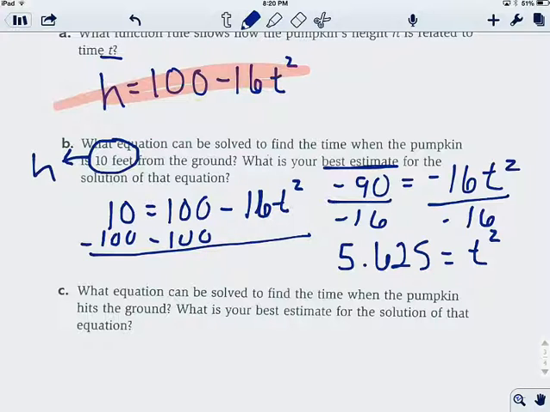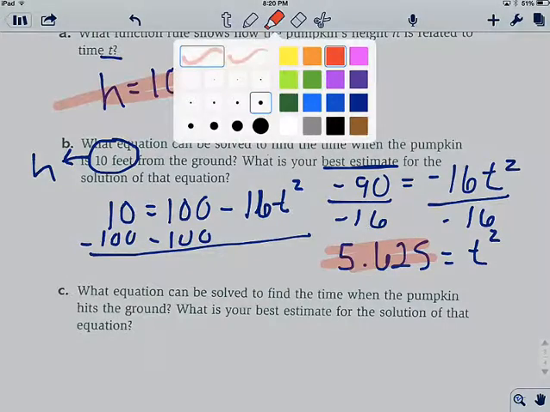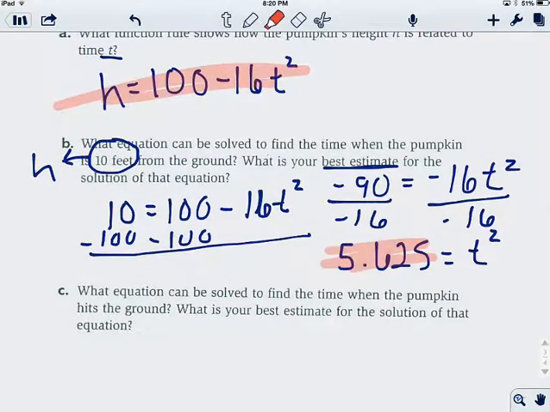Okay, now we haven't necessarily learned this next part, but if we're going to estimate, remember t squared means a number times itself. So what number times itself is equal to approximately 5.625? Well, we know that 2 times 2 is 4, and 3 times 3 is 9. Well, 5.625 is somewhere between 4 and 9. So I can estimate that t is approximately somewhere between 2 and 3 seconds. So that's a good estimate.